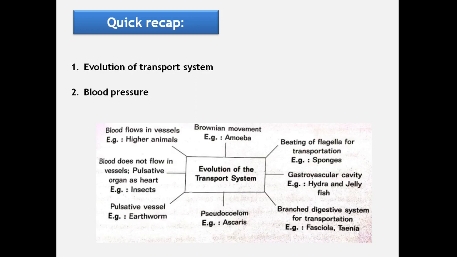In our previous session, we studied the evolution of the transport system and blood pressure. We observed a gradual development in the circulatory system from unicellular to multicellular organisms, such as the protoplasmic movements, also known as Brownian movement, in amoeba; in sponges, they create their own water currents by beating the flagellum for transportation; and in Coelenterata or Cnidaria, the gastrovascular cavity helps in transportation, for example hydra and jellyfish.